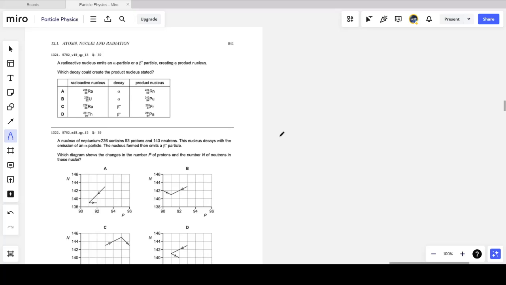The next question is 1321. It's from the winter 2019 exam. It's from question paper 1, variant 3, and it's question 39 from that paper. We're told that a radioactive nucleus emits an alpha particle or a beta minus particle, creating a product nucleus, and we want to know which decay could create the product nucleus stated. So we've done so much of this already. What does alpha decay tell us? Well, alpha decay happens when an atom X with proton number Z and nucleon number A becomes another nucleus Y, where its proton number is reduced by 2 and its mass number is reduced by 4, and we have an alpha particle to fill in those gaps, 2, 4.